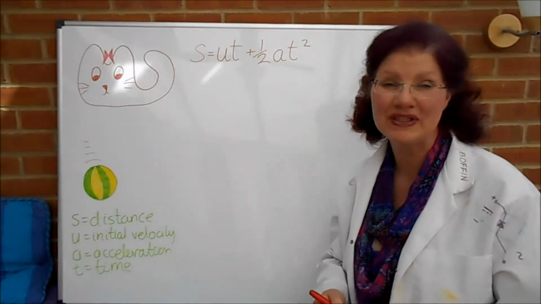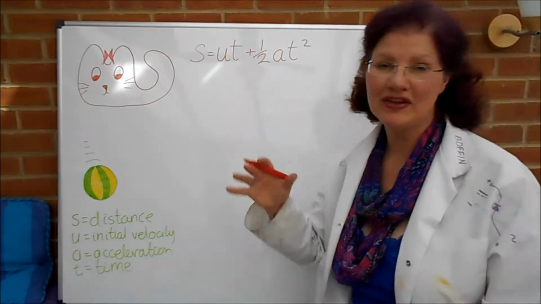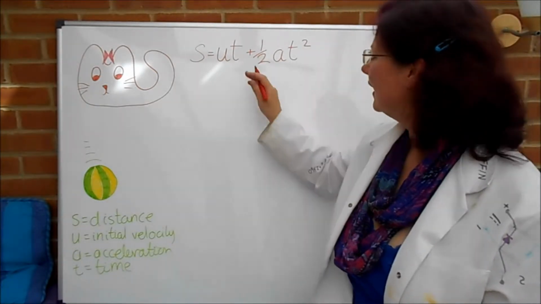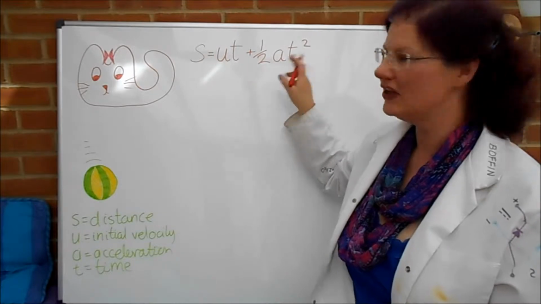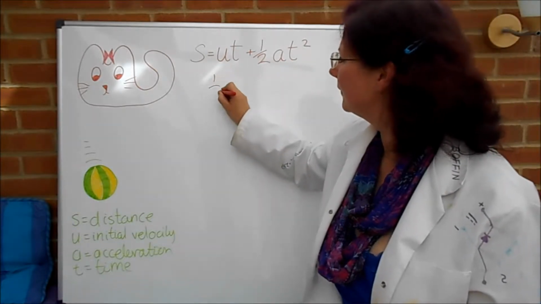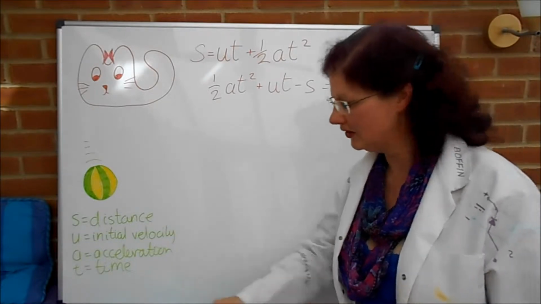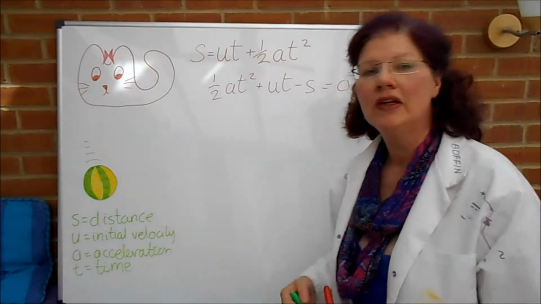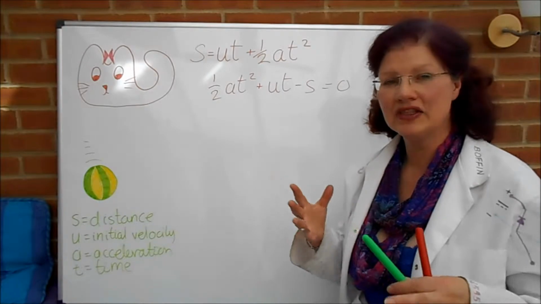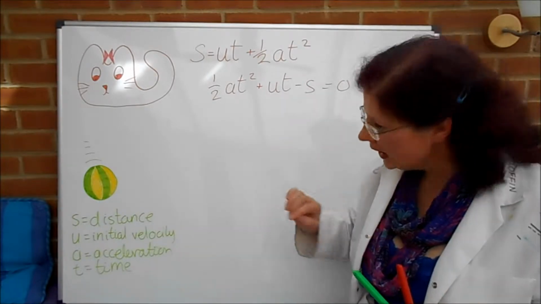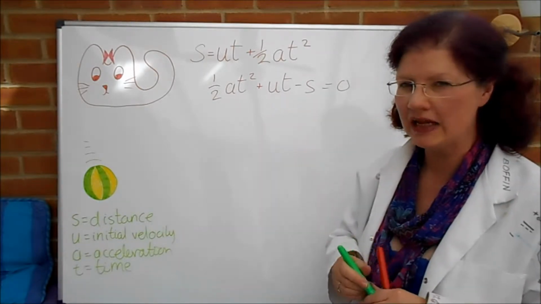Okay, the first bit's pretty simple. We're going to rearrange this to make a quadratic in T. So I'm just going to subtract S from each side and rearrange it slightly. Okay, so that's in the standard quadratic format. Normally we talk about quadratics as being ax squared plus bx plus c. Slightly confused by the fact we have actually got an a in there already.